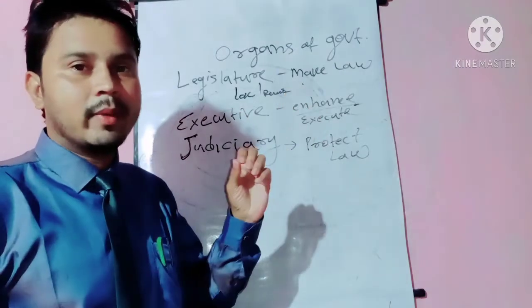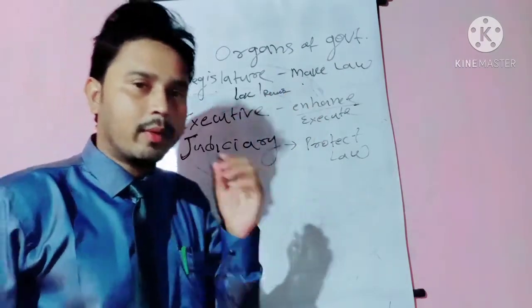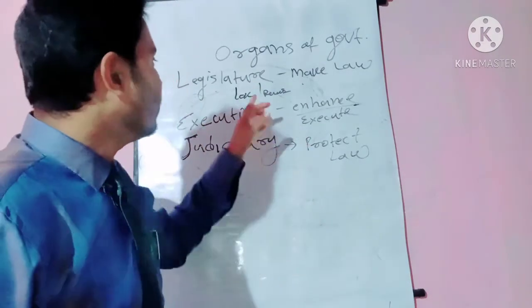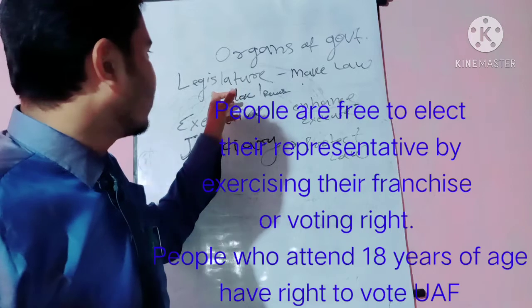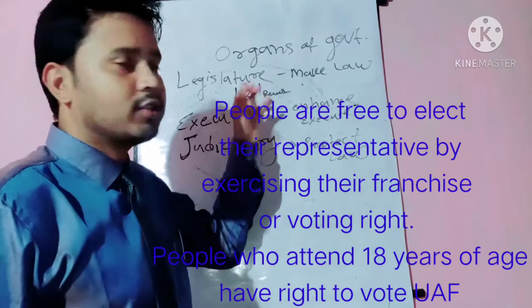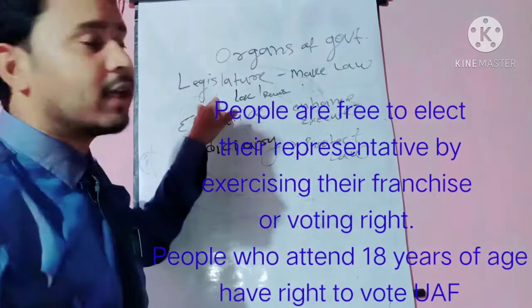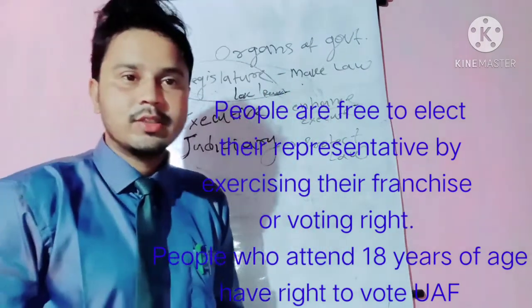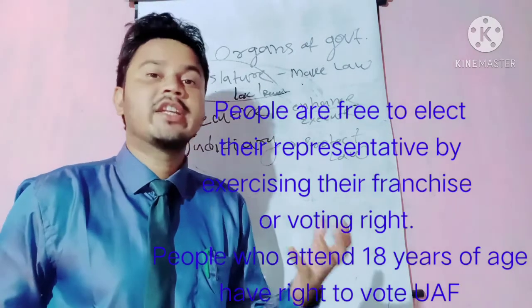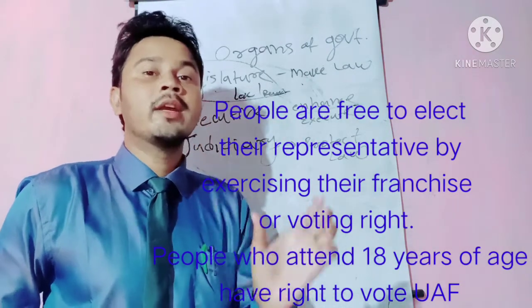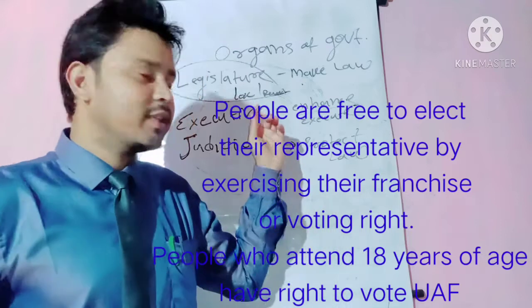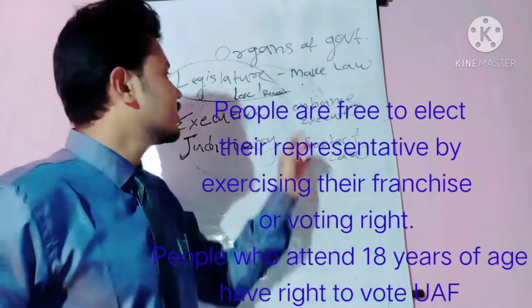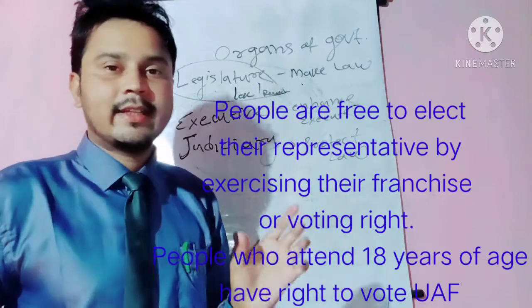So here the power of the government is divided among these three organs. The power is shared among the three organs of the government. The legislature means the Lok Sabha and Rajya Sabha, whose ministers are elected by the people, because as you know our country follows the democratic form of government. That means the power is with the people. The representative or the head of the government is elected by the people.